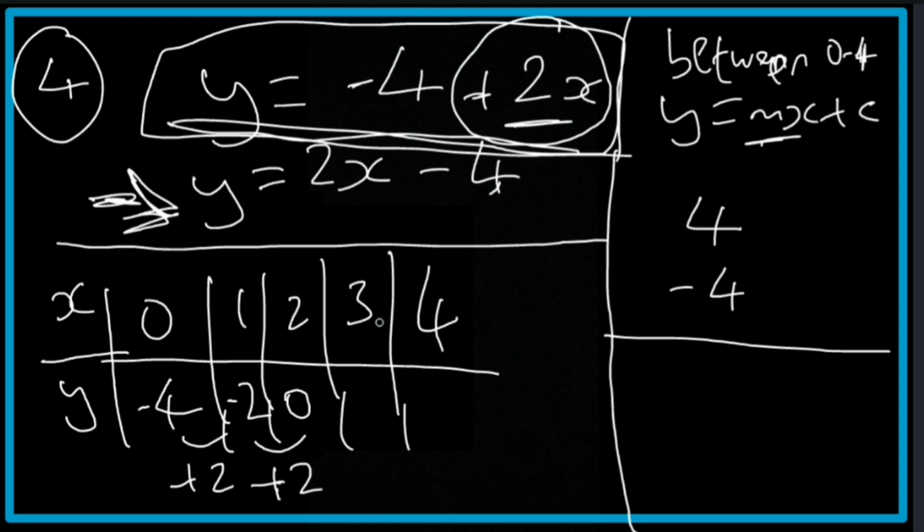So y equals 2 times x. x is 3, so that's 6 minus 4. 6 minus 4 is 2, sorry. And then when x is 4, 2 times 4 is 8. 8 minus 4 is 4. To get from 0 to 2, you've still added 2. And to get from 2 to 4, you have still added 2. So both ways still work.